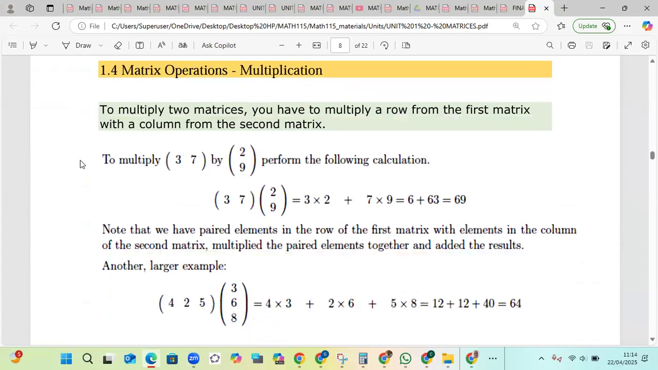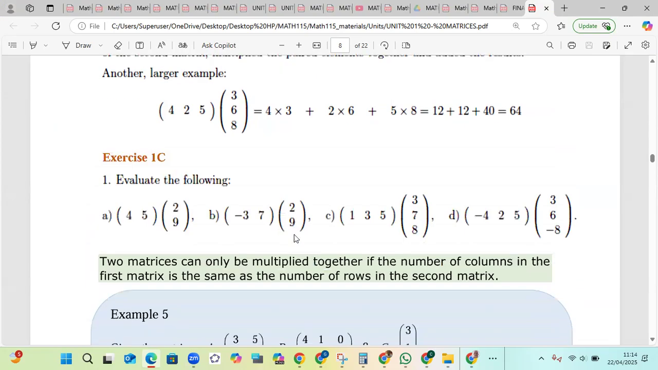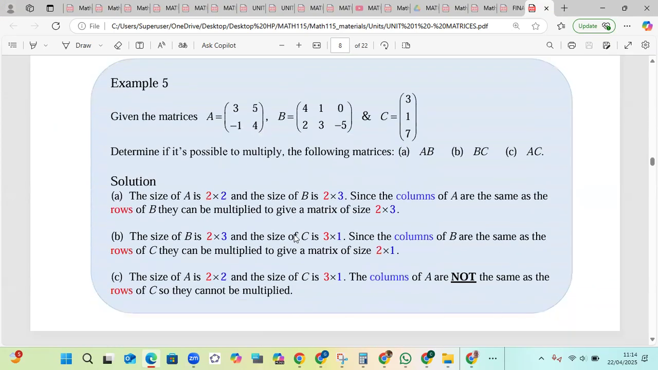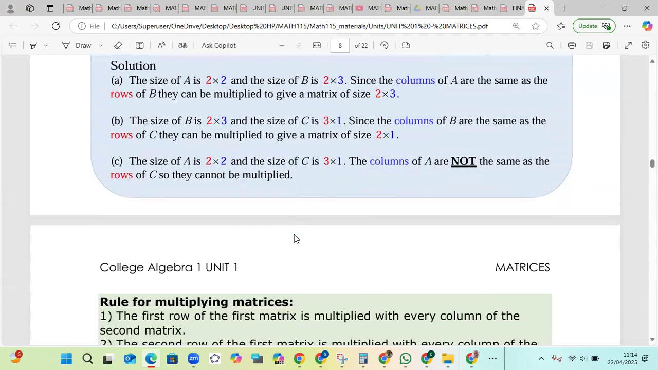That's where we are. As I say, to multiply 2 matrices, you have to multiply a row from the first with the column from the second. And to do that, you must count the elements or the columns in the first, 1, 2. Count the rows in the second, 1, 2. So if columns equal to rows, then multiplication is possible because you have to multiply corresponding elements and you have to add. For example, 3 times 2 plus 7 times 9. So you can go review this up to page. You have an example up to page 12.